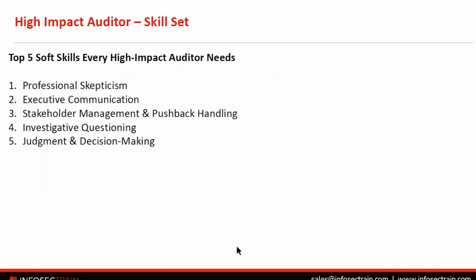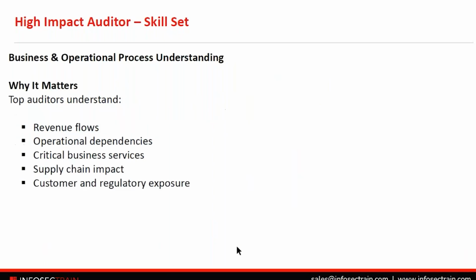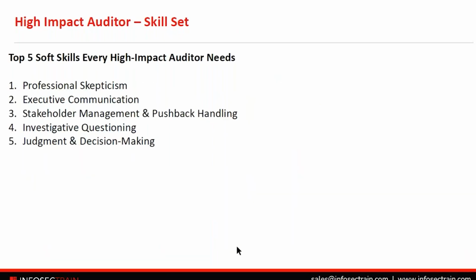And last but not least, the ability to make judgments, right? See, a lot of times what happens is, in the process of auditing, we spend a lot of time in unnecessary things, validating unwanted things, right? And we lose our judgment, right? Sometimes we have to make a decision and move on. Okay, so it has to be a combination of technical, business, and soft skills.